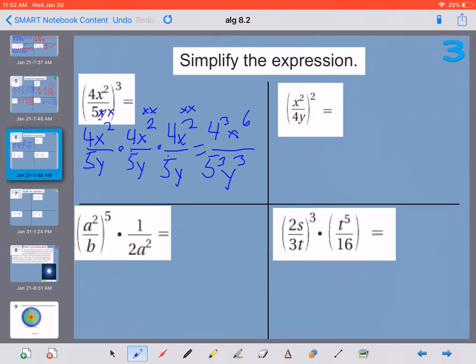Now we could leave it at this, or we could get even simpler. We could do the 4 to the third power, so it would be 4 times 4 times 4, and that is going to give us 64. So 64x to the sixth over 5 cubed, which is 125 y cubed.